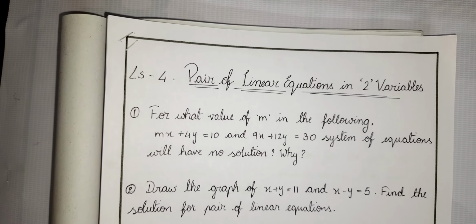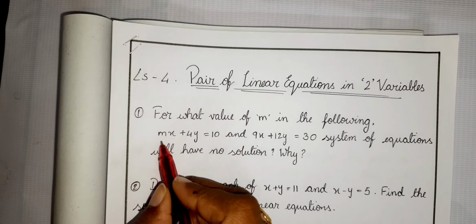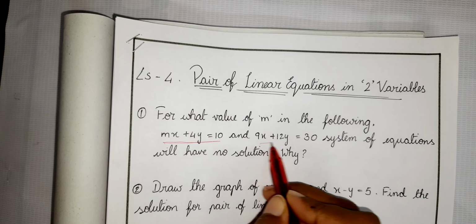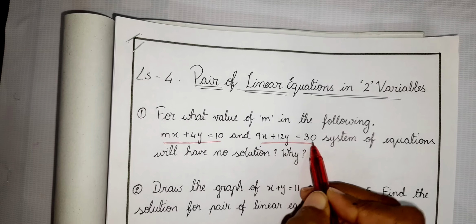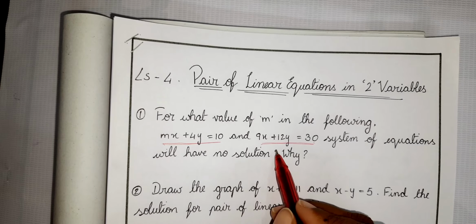Now let us see the worksheet. For what value of m in the following? You have one equation here, mx plus 4y is equal to 10, and the other one is 9x plus 12y is equal to 30. The system of equations will have no solution.